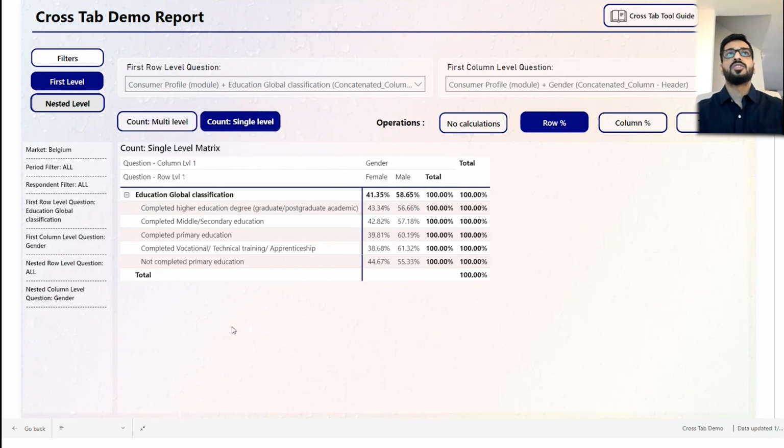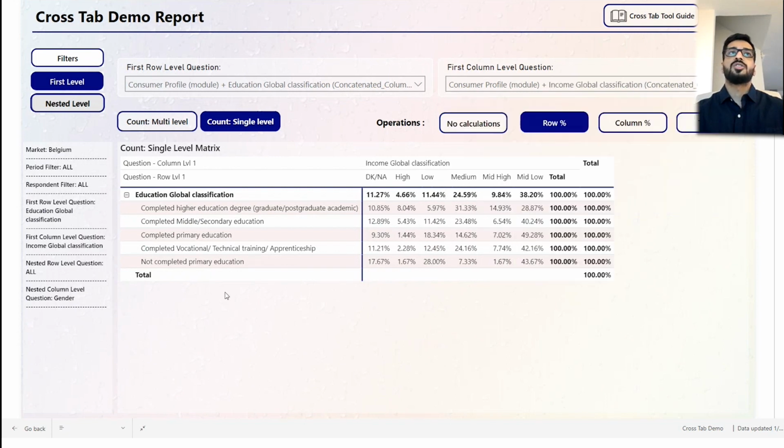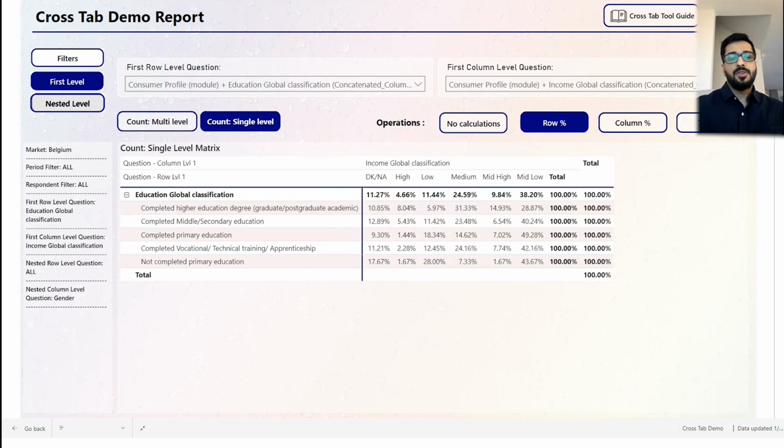And now we have relationship between education and gender. And let me change the gender on the columns to maybe income. And now we have a relationship between education and income for these respondents. So, for example, we can see that highest percentage of high income classification respondents were those with graduate or postgraduate degree.